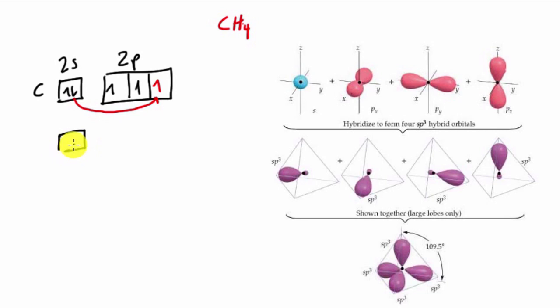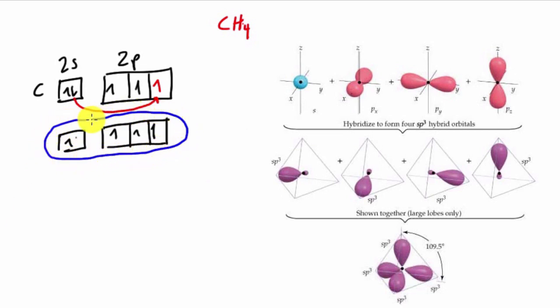You have 1 electron in the 2s, and you now have 3 electrons in the 2p: 1, 2, 3. So what's going to happen now? We have an electron in each of these orbitals, and they're different. Here's an s and these are p's, and those are different orbitals. So something is going to happen, and what happens is this hybridization. What that means is that these orbitals are all going to come together to create a new set of orbitals. Those orbitals are now called sp3 orbitals.